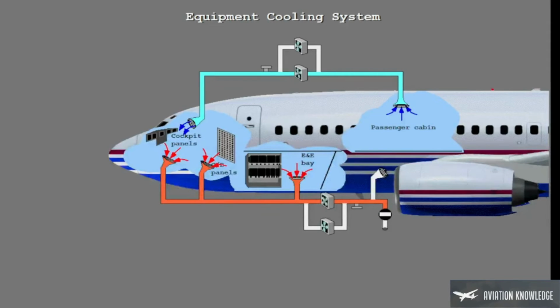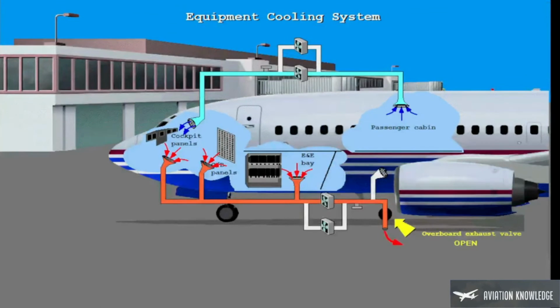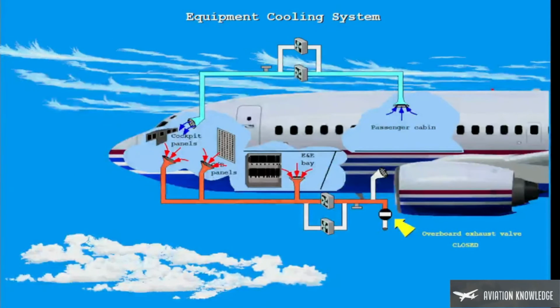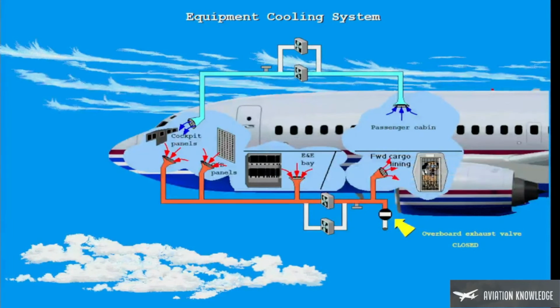The exhaust fan collects warm air from the cockpit displays, the circuit breaker panels, and the electronic equipment in the E&E bay. On the ground and in flight, with a low differential pressure, the overboard exhaust valve is open and the system discards the warm air overboard. In flight, at a higher differential pressure, the overboard exhaust valve normally closes and the system supplies the warm air to the lining of the forward cargo bay.